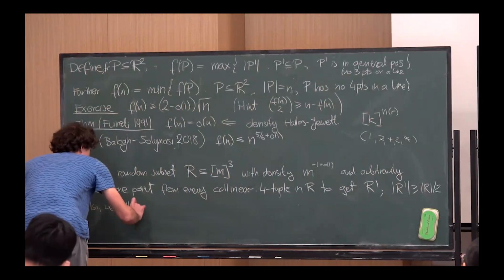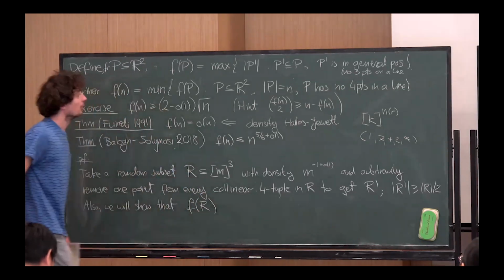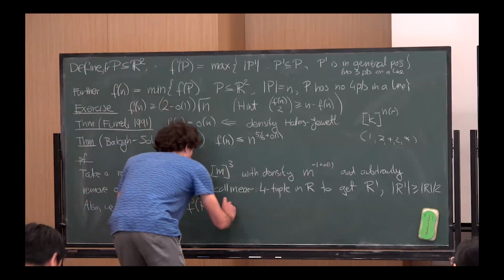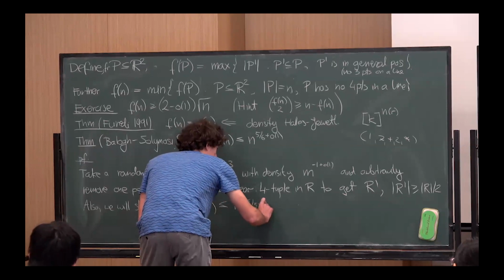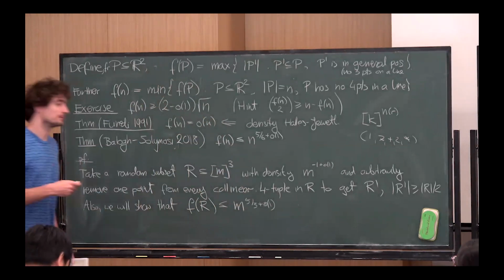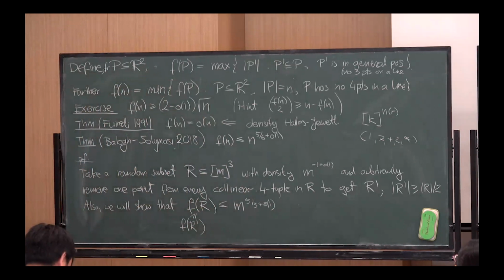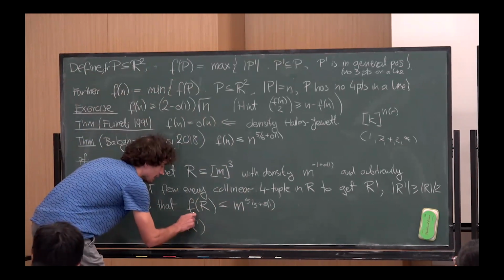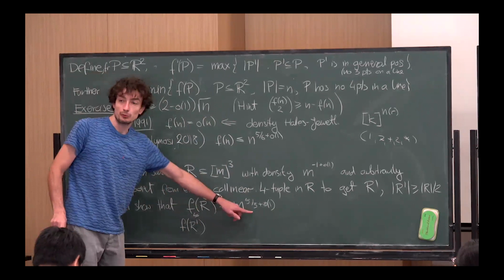And we will show that the largest size of a subset of R in general position is at most n to the power 5/3 plus little o of 1. But since R prime is a subset of R, of course this is also an upper bound on f of R prime. Every subset of R prime in general position is also, of course, a subset of R in general position, and we will be able to bound it efficiently.